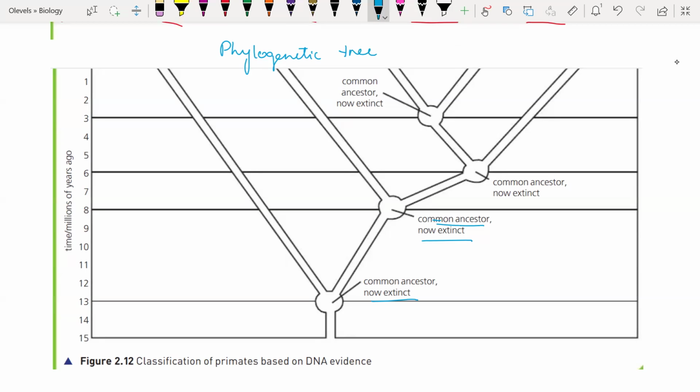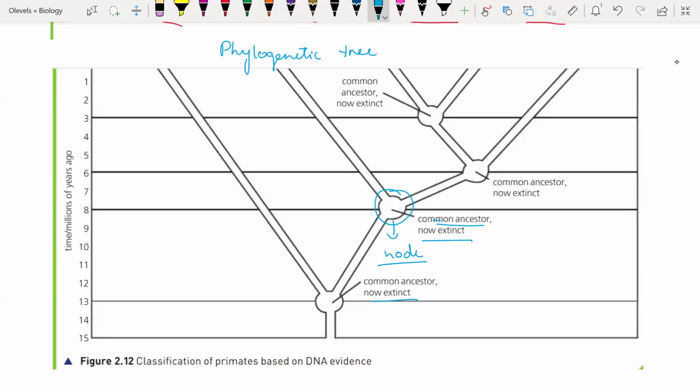Now, where lines split, this is called a node. In a phylogenetic tree, this part is called a node. This node indicates that here was a common ancestor between these groups, right? The labels like common ancestor extinct indicate that these shared ancestors are no longer alive today, right?